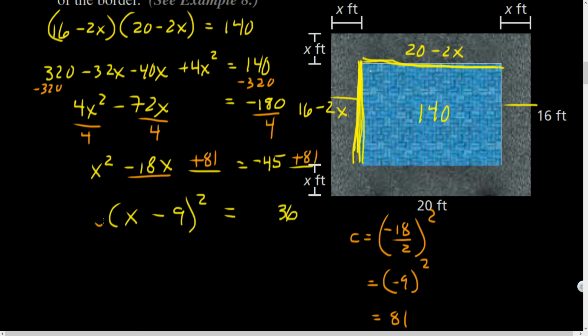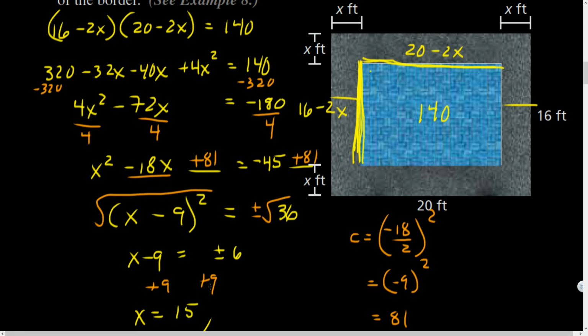Was not expecting that. Root both sides, plus or minus. Don't forget it. x minus 9 equals plus or minus 6. And now if I add 9 to both sides, I get x equals 9 plus 6 is 15, and 9 minus 6 is 3. Now, it's possible this has 2 answers. Algebraically, it does have 2 answers.